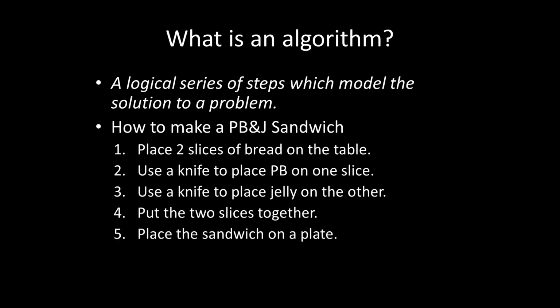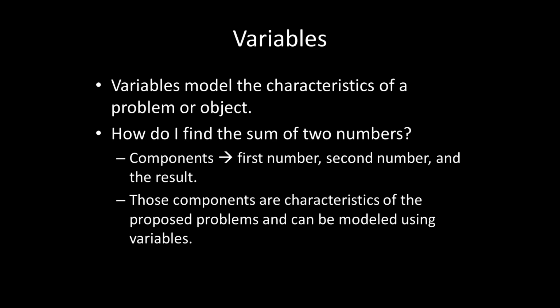So algorithms are universal. They're not specific to programming, but they're a very pivotal part of programming that we need to focus on to really understand how we're going to take these problems, solve them, and then program solutions for them. And that's an algorithm. So variables model the characteristics of a problem or object.